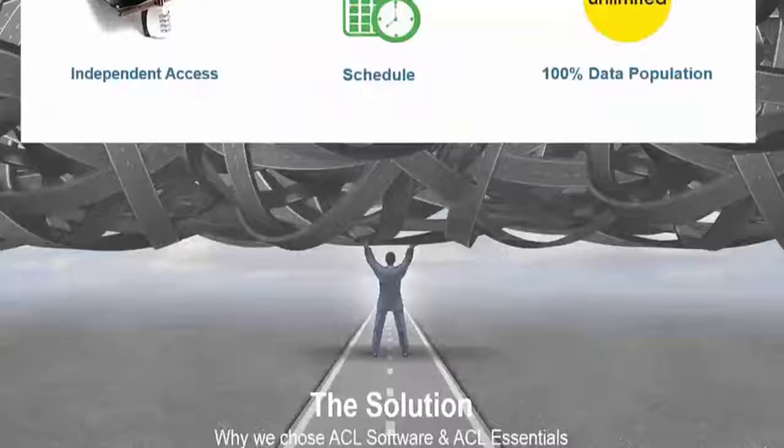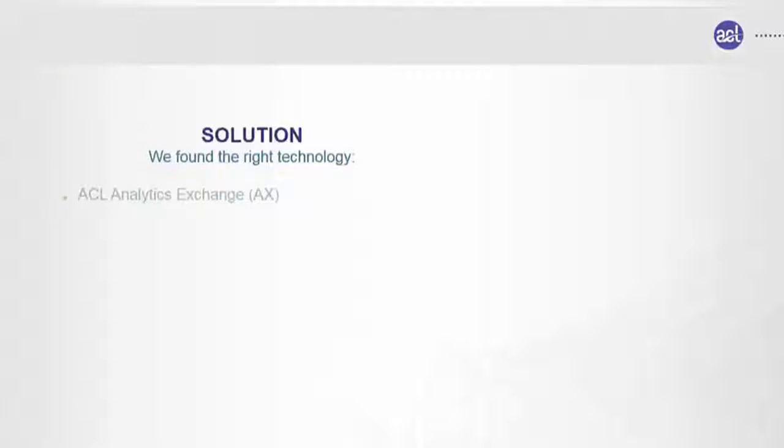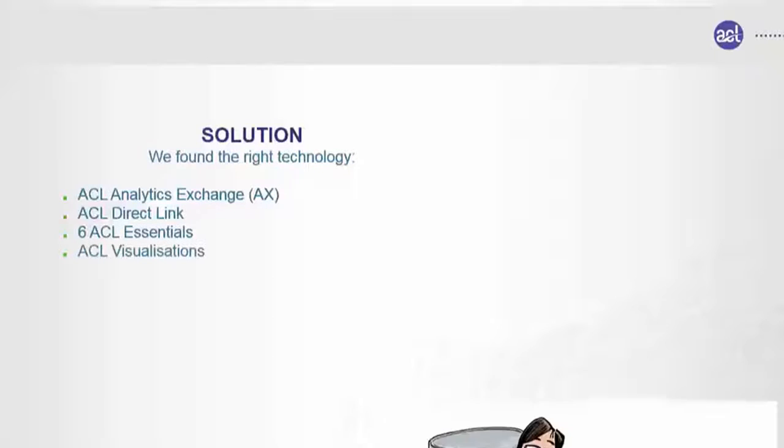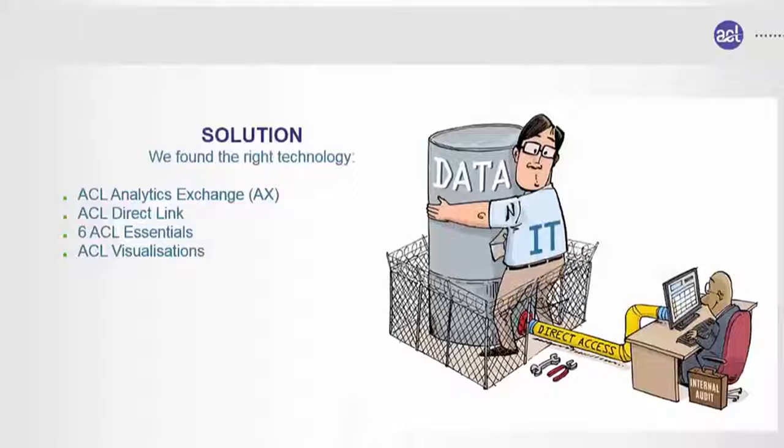What solution did we find? Well, with ACL software and ACL Essentials. ACL Analytics Exchange, ACL Direct Link. Now, ACL Direct Link is an SAP certified product that links directly into the SAP server and pulls information out. We purchased 6 ACL Essentials. I'll explain what that is later on in the presentation, which gave us also ACL visualizations, and we had that.